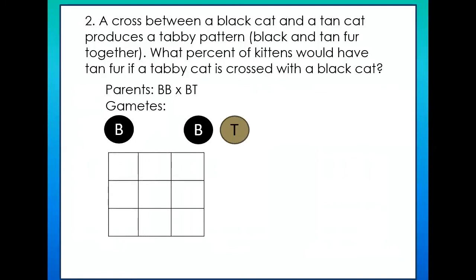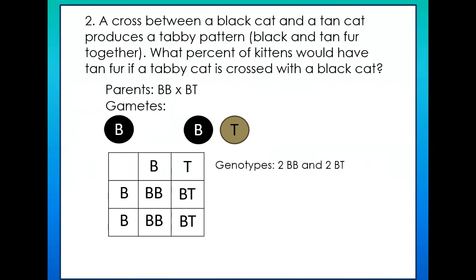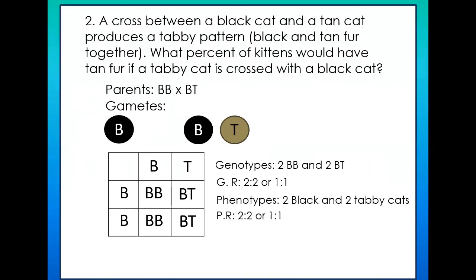So using the Punnett square, we simply place here the genotypes of the parents. So we have capital B and B and capital B and capital T. You know the procedure here. These are the possible genotypes of the offspring. So we have two homozygous black and two heterozygous tabby cats. The genotypic ratio is 2:2 or 1:1. For phenotypes, we have two black and two tabby cats, so the phenotypic ratio is 2:2 or 1:1.